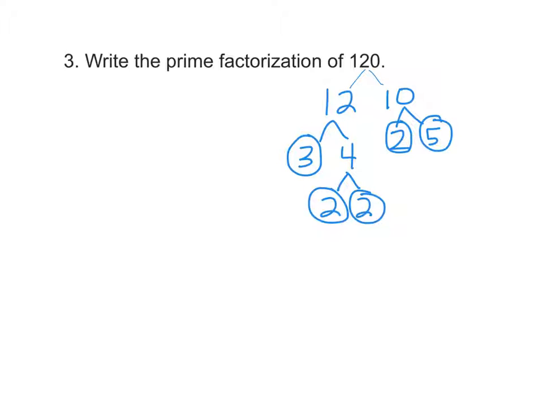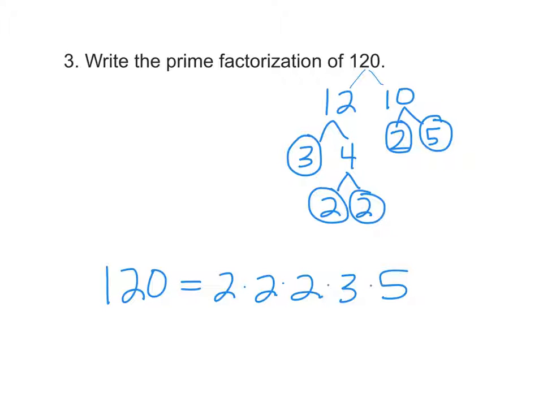Now for your answer, we need to take all those prime numbers, the ones that we circled, and put them in numerical order. So 120 is really the same thing as 2 times 2 times 2 times 3 times 5. Now a good thing to do is to double check your answer. So actually go through: 2 times 2 is 4, times 2 is 8, 8 times 3 is 24, 24 times 5 is 120. That way you can make sure you didn't make a little mistake.